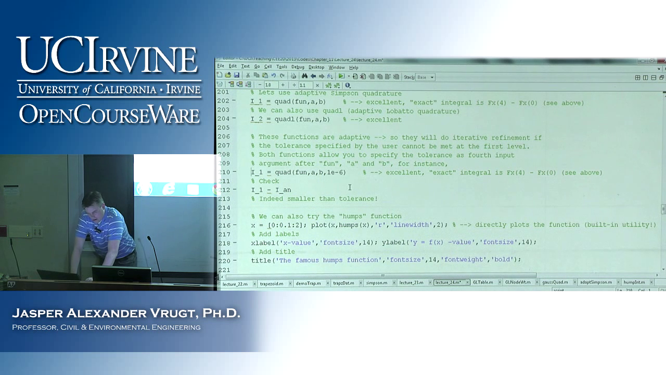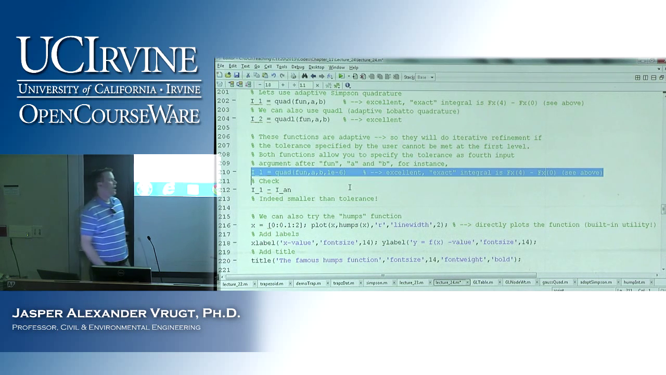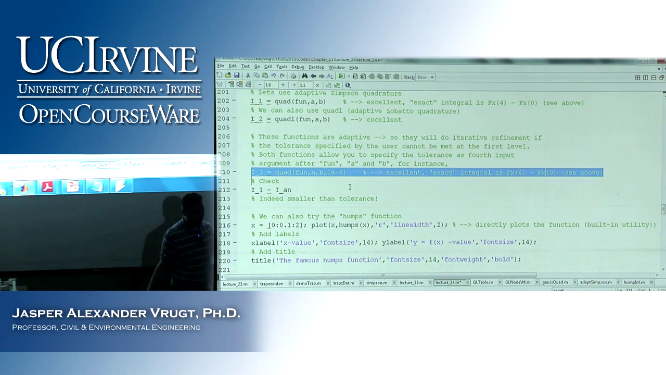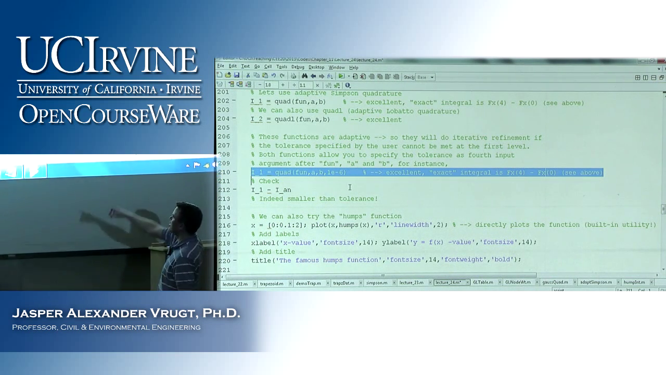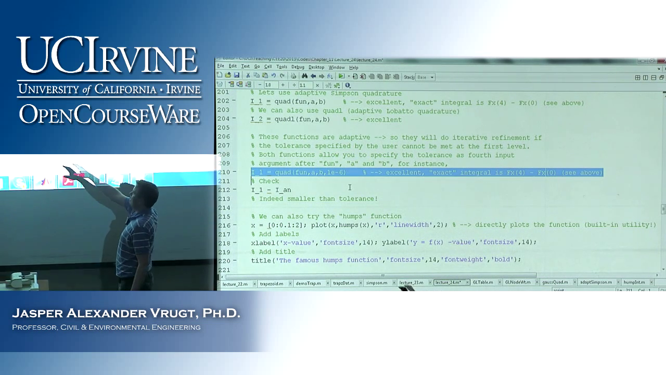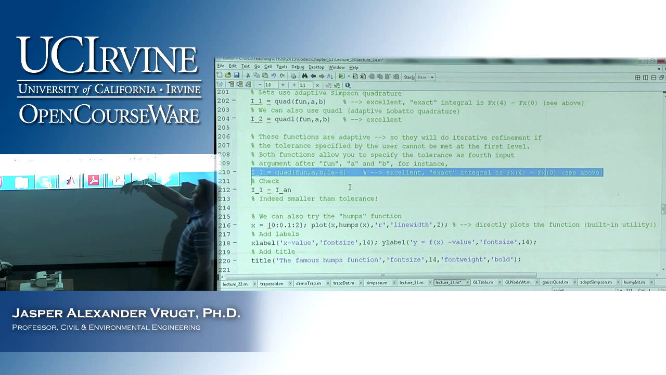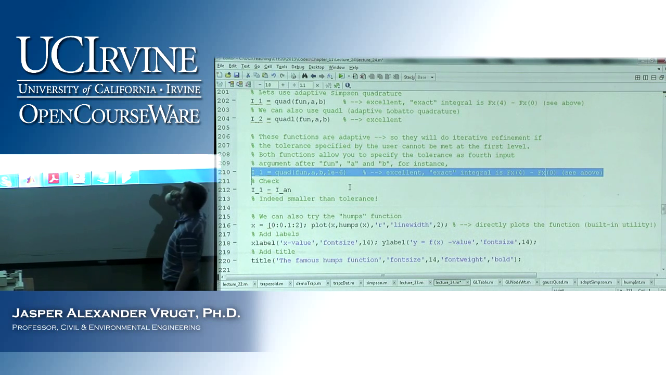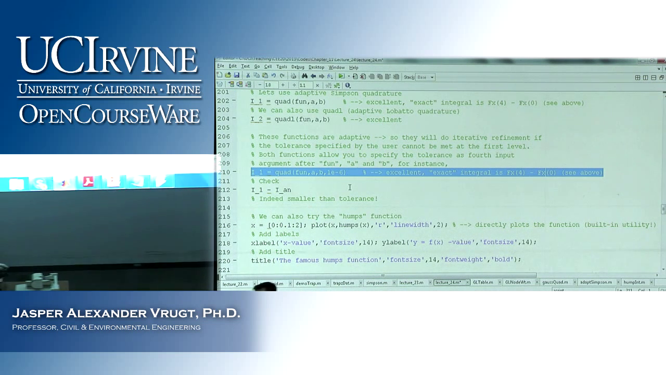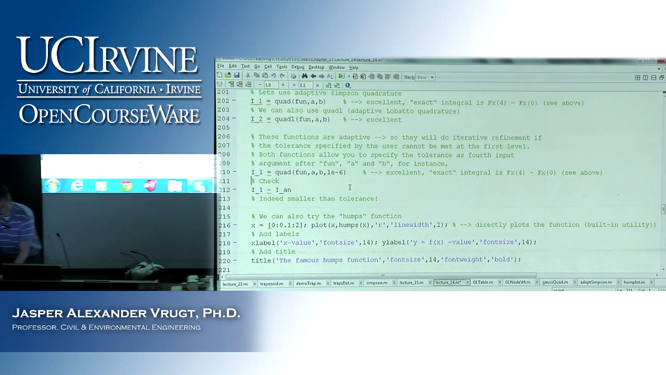Now, if you'd like to exercise these functions, you can also specify another input argument, and that's the accuracy of the resulting estimate. So if we look at line 210, now you see quad, function, a and b, and then there's a fourth input argument which is 1e minus 6. That more or less gives you the accuracy, the tolerance.